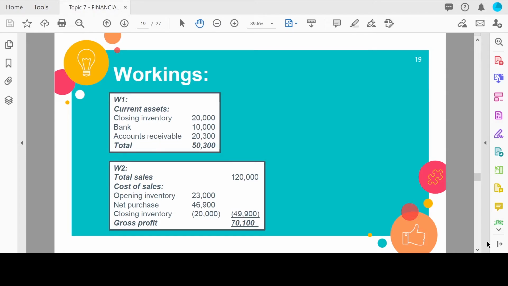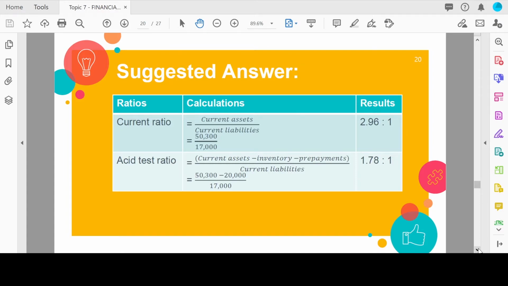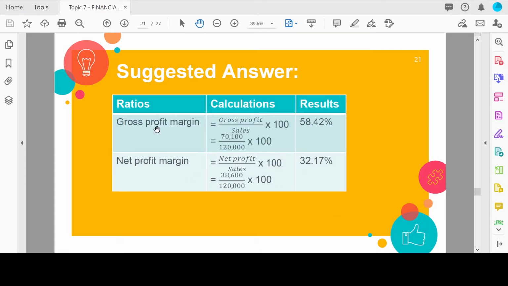70,100. So let's continue with the computation of the gross profit margin. Gross profit 70,100 divided by 120,000 total sales times 100, because we are going to show the result in percentage. And the result is 58.42%.